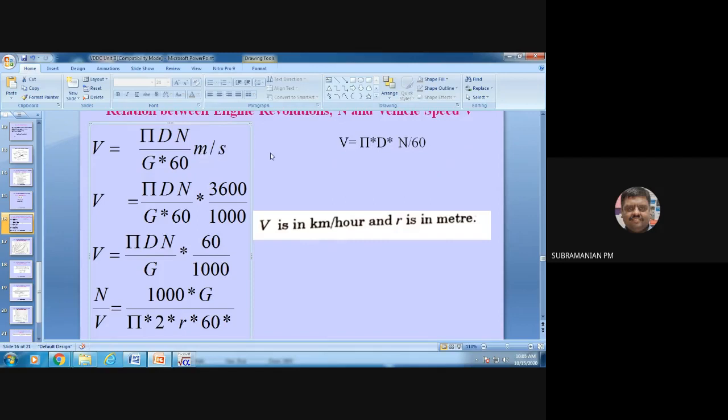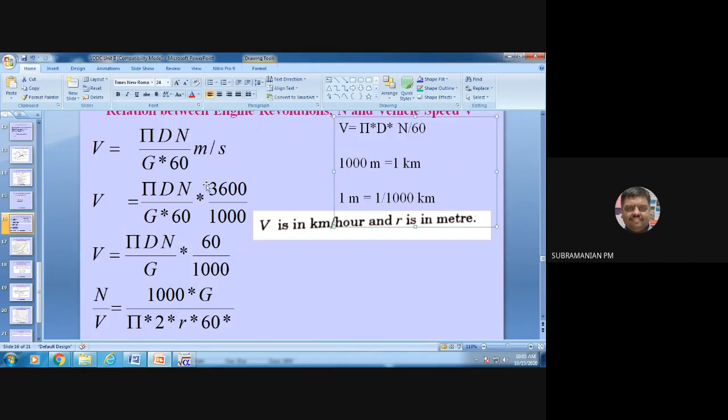You convert it into kilometer per hour. For converting meter into kilometer, what will you be doing? I'll be typing here, then only you can understand well. 1,000 meter is equal to 1 kilometer. So I have to convert this meter per second into kilometer per hour. A term is in meter. So 1 meter will be equal to 1/1,000 kilometer. Okay, you are able to understand: 1 meter is equal to 1/1,000 kilometer. So that is why I am putting 1,000 here. This 60 is this one. 1 meter I have converted into kilometer. Okay, now it will be kilometer per hour.